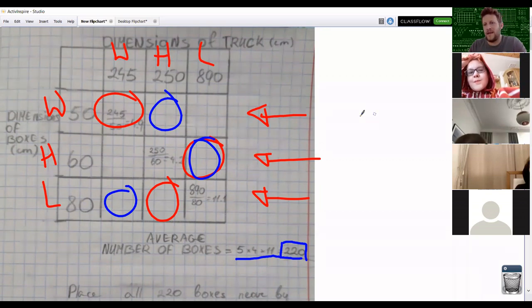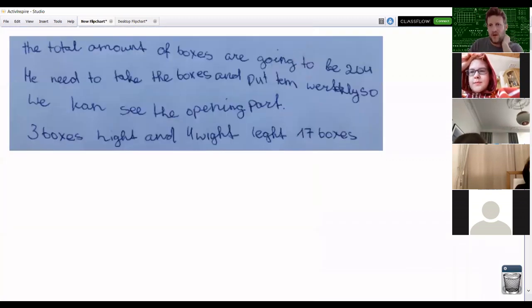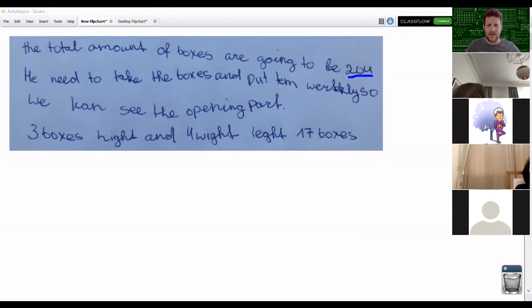The second thing is having good directions. So here's one person's directions. Total amount of boxes are going to be 204. Sounds like a good strategy. He needs to take the boxes and put them, I don't know, so we can see the opening part. 3 boxes high, 4 boxes length, 17 boxes, and then it's done. One more time, I want you guys to follow that link and tell me, if that were your directions, does Stefan know how to pack the truck?